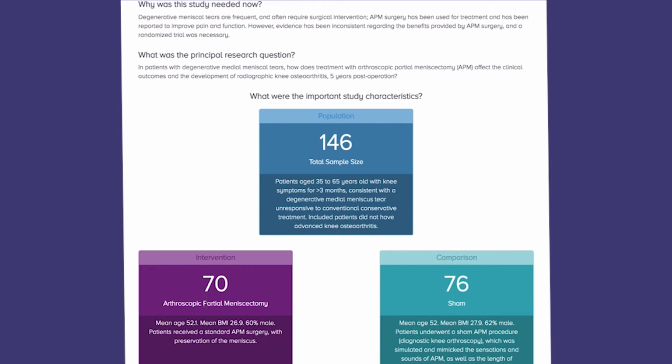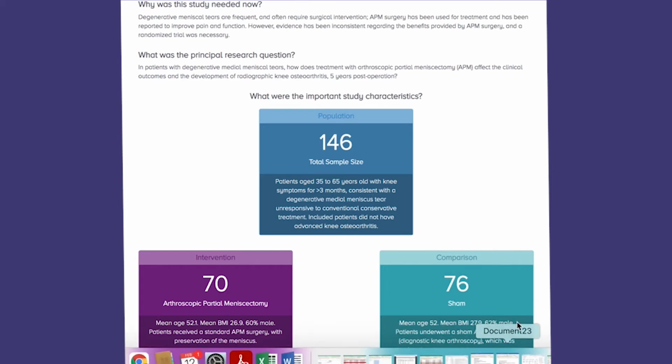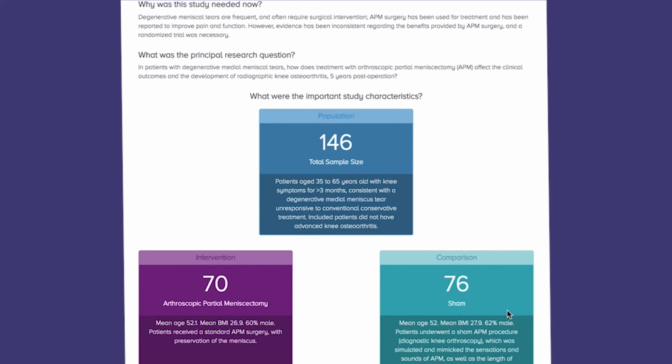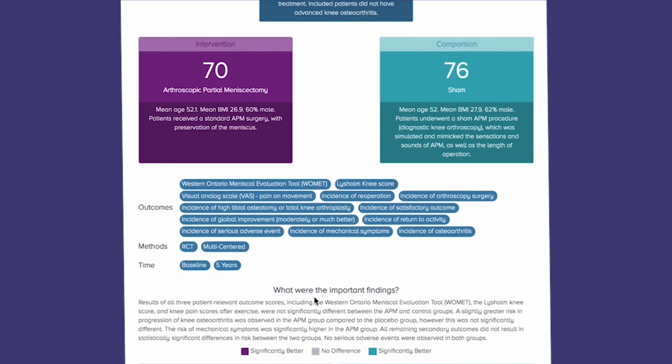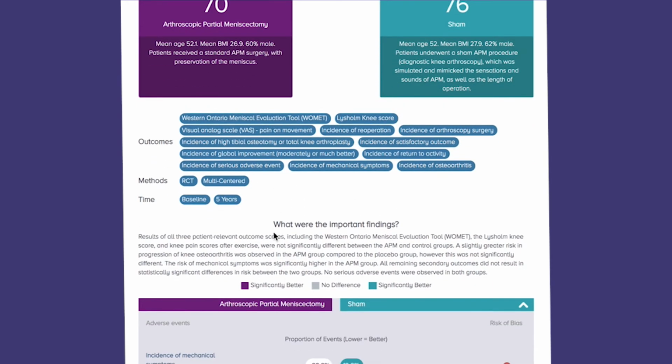as well as to each arm. Moreover, population characteristics and treatment descriptions are displayed in a visually appealing and easy to understand way. Now, all outcomes, including primary and secondary outcomes, methods, and time points are also shown. Moving on to the next section, what were the important findings?